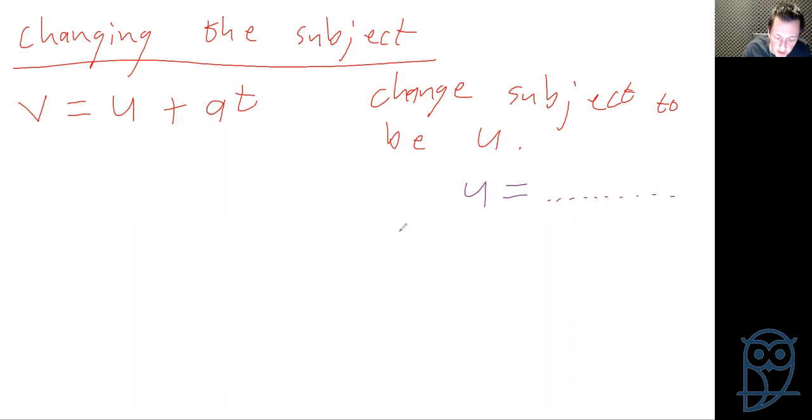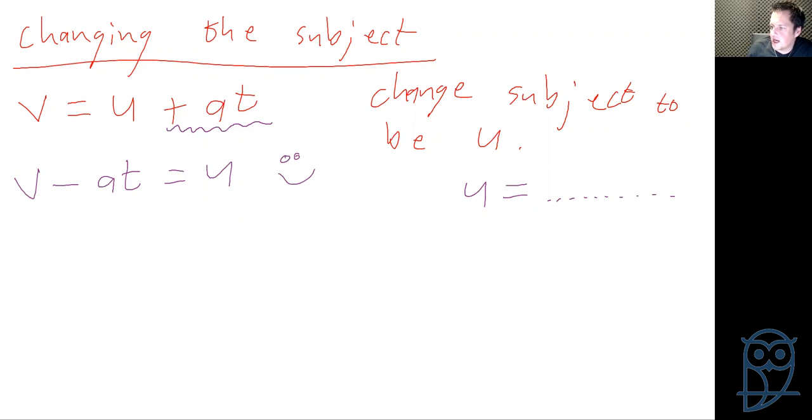Well, in this scenario, that's not very difficult. I want to try and get U by itself, so I need to move this. It's currently being added, which means when we move it to the other side, we do the inverse operation, which is subtraction. So it's V minus AT equals U. And I'm a happy man. Very easy.